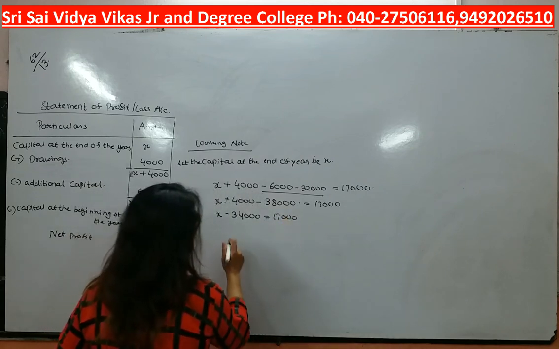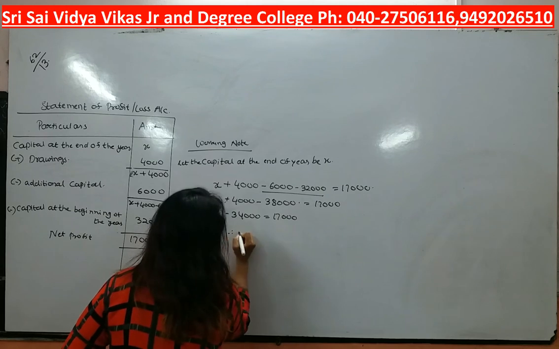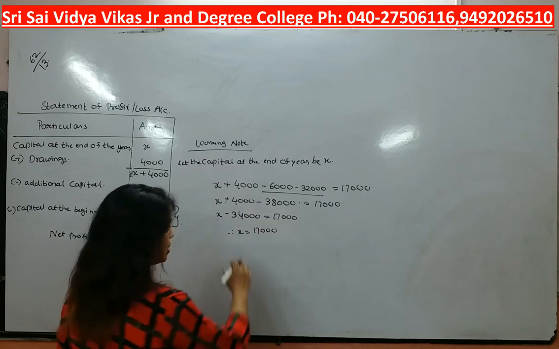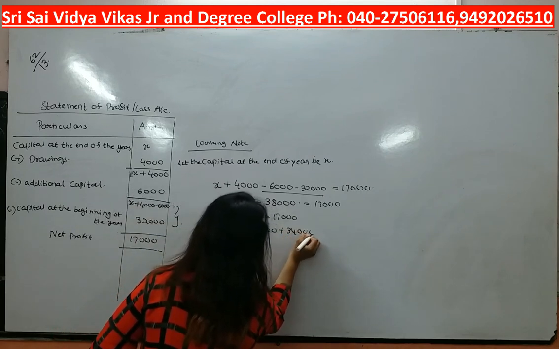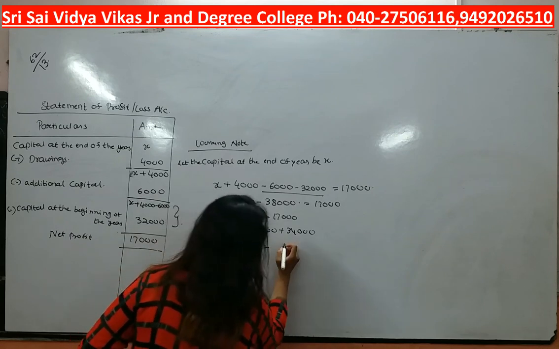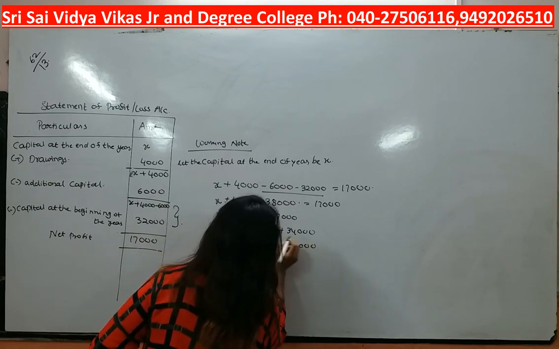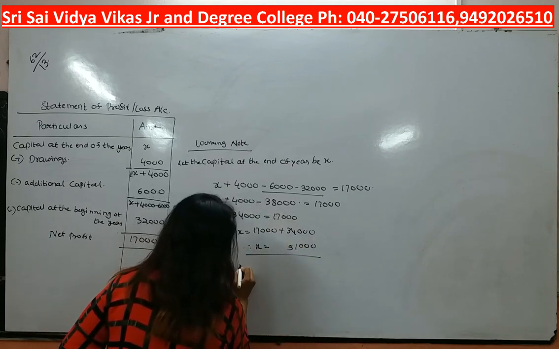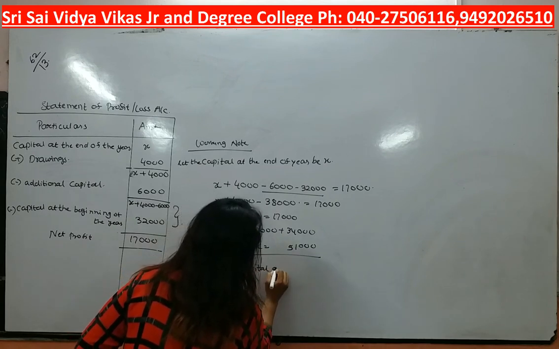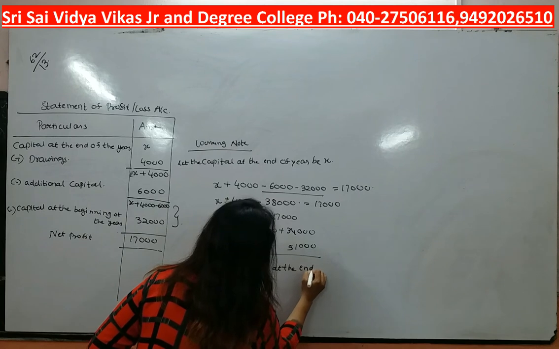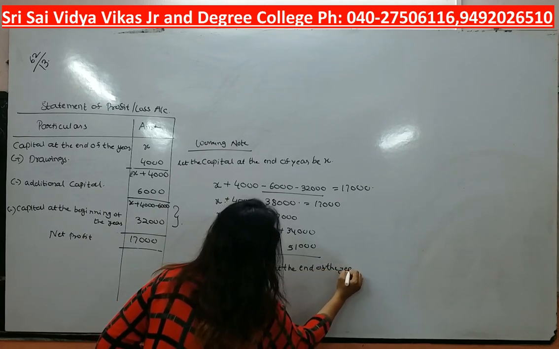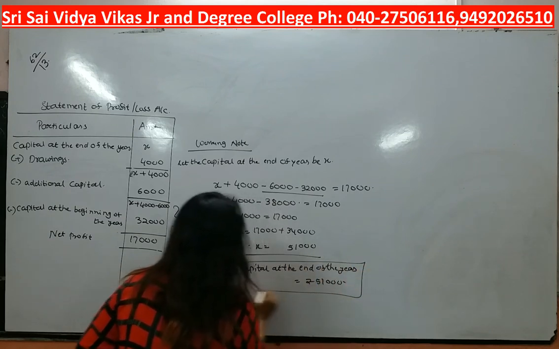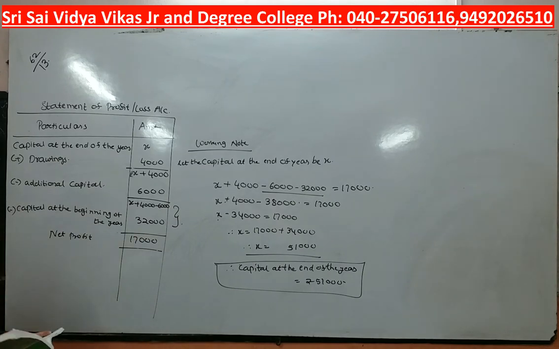Right, now what we need to do? We need to find out the value of X. Thus X is equal to, minus will become plus whenever it crosses the equal to. So plus 34,000. Thus X is equal to 51,000. What is X? Thus capital at the end of the year will be rupees 51,000. Are you understanding? Okay, this was problem number 13.